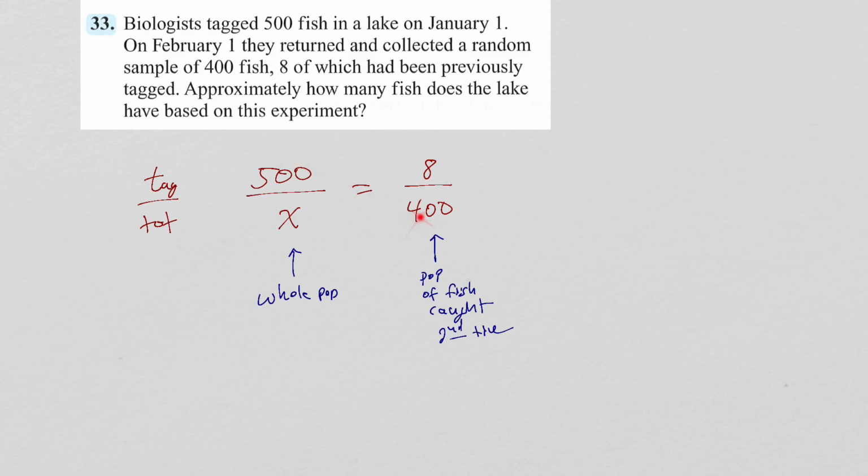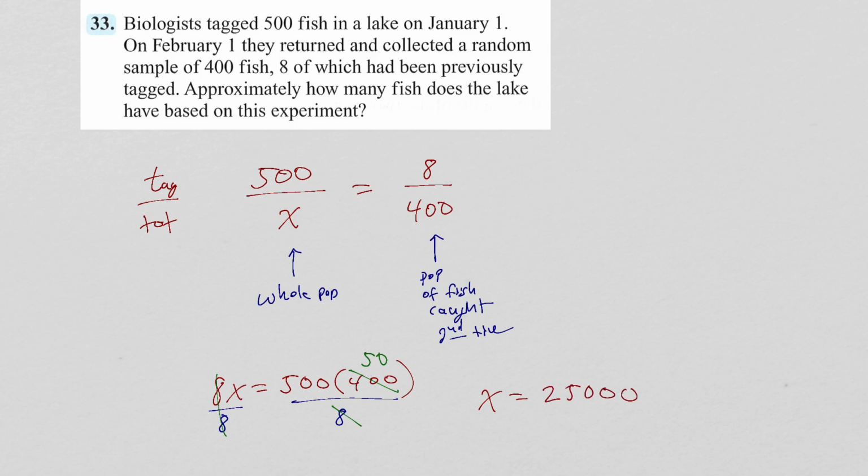So we're just going to solve this by cross multiplying, and we'll get 8x is equal to 500 times 400, and then we'll divide each side by 8. And I'm just going to cross multiply. 8 goes into 40 5 times, so it goes into 400 50 times. And this cancels. So x is going to be equal to 500 times 50, which is 25,000. So there are roughly 25,000 fish in the pond.